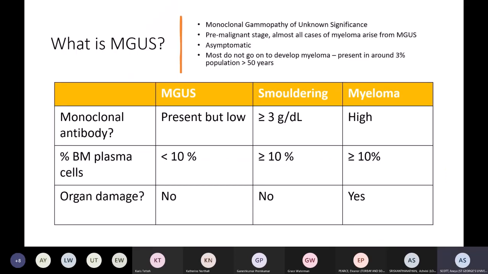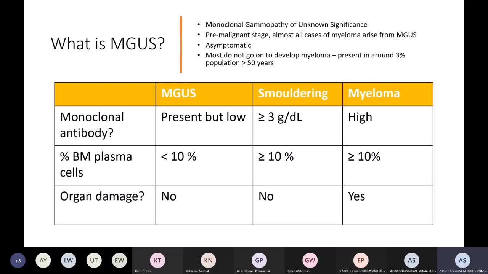I think one of the most confusing things was MGUS. I think it took me a while to understand what it is. The MGUS stands for monoclonal gammopathy of unknown significance, and it's a pre-malignant stage of myeloma, and it's the kind of thing where almost all cases of myeloma will start off as MGUS, but just because you have MGUS, it doesn't mean you're going to get myeloma. So MGUS is actually really common. About 3% of the population over 50 have MGUS.